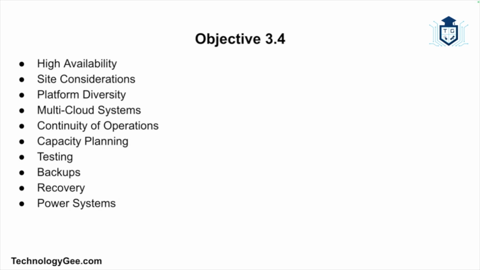By the end of this video, you'll understand high availability, site considerations, platform diversity, capacity planning, testing, backups, recovery, and power systems. And these concepts align with the CompTIA Security Plus 701 exam objectives. So listen closely, because this could make a difference on your test and in your career.